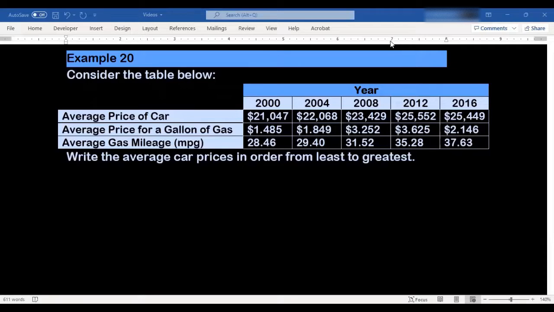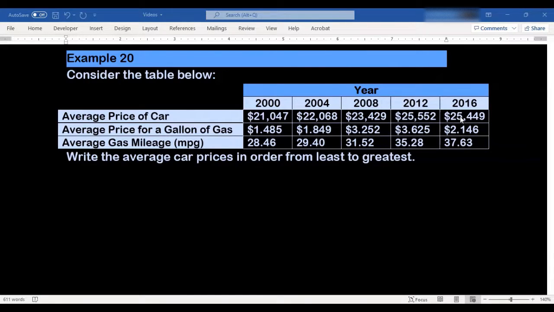In example 20, I have a table with lots of different information about cars and gas and things like that. In the first row, it says the average price of a car. These are average prices for cars in different years. Like in 2000, the average price of a car was $21,047. In 2004, it was $22,068, and so on.